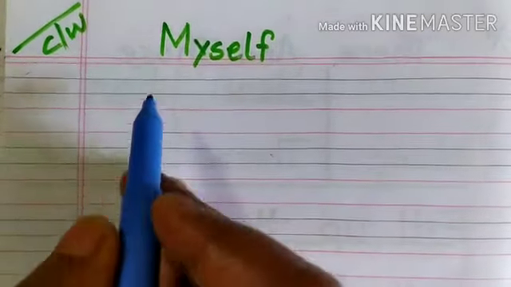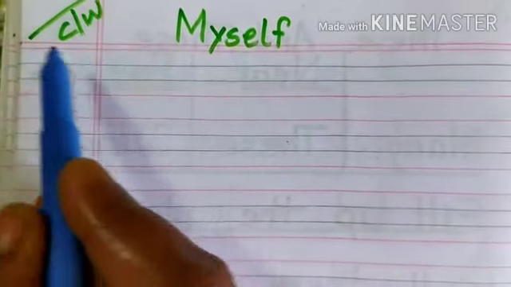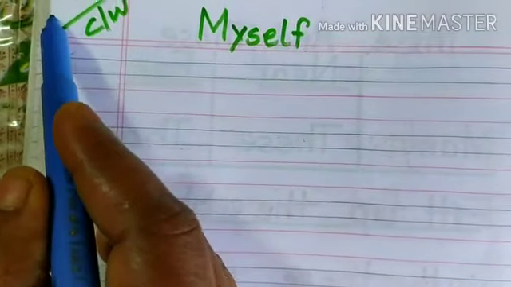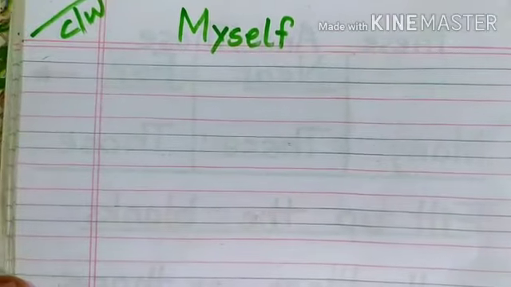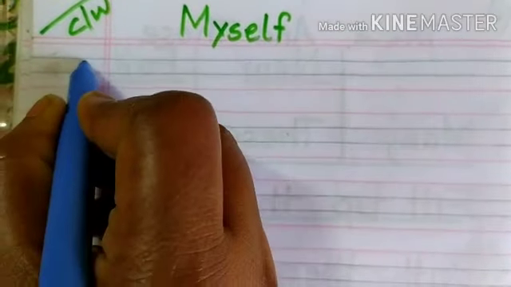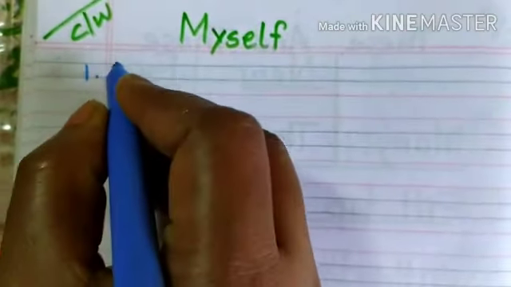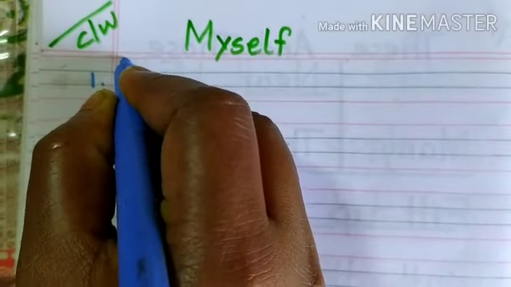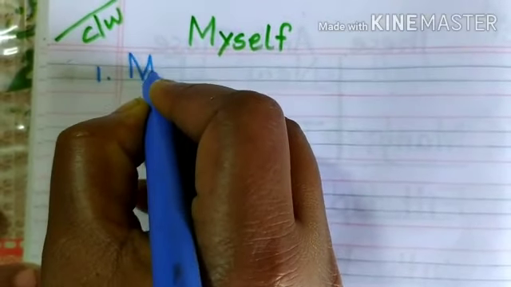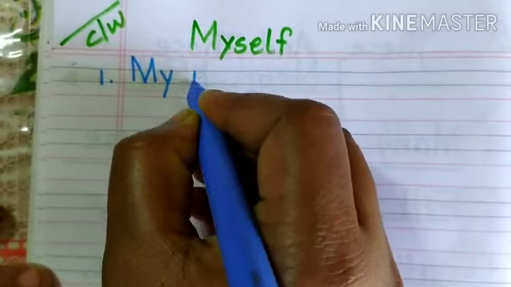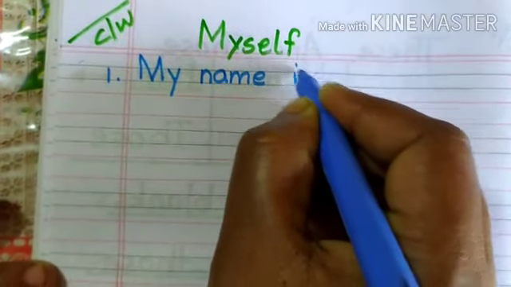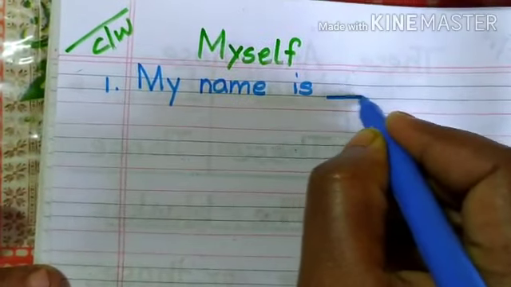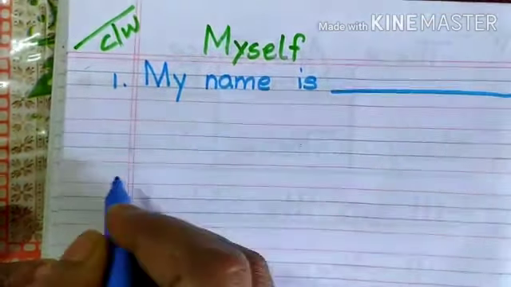Now write "Myself" first, and then write the classwork, as well as the date. So we write a few sentences now. The first sentence begins with your name. Okay, children, you have to write your name. Write: My name is, whatever your name is, you have to write your name here.